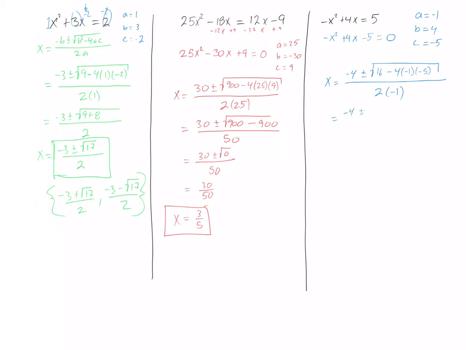Negative 4 plus or minus the square root of 16 minus, let's see, 20, all divided by negative 2, is equal to negative 4 plus or minus, let's see, 16 minus 20 is going to be negative 4, over negative 2. Negative 4 plus or minus 2i, remember back to complex numbers, over negative 2. We can split that up. It'd be negative 4 over negative 2 plus or minus 2i over negative 2.